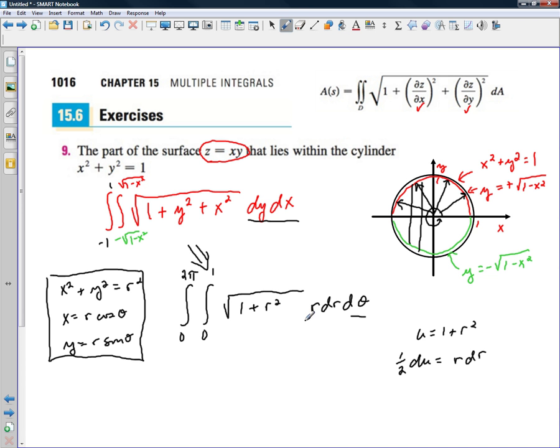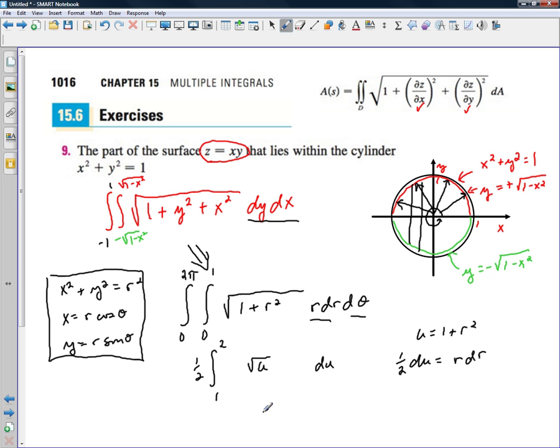And now we have a replacement for our r dr, right? That's going to be half a du. And let me write that half out in front of our integral sign. And so that took care of our r dr. And now under the radical sign, we'll just have a u. And let's go ahead and replace our limits of integration. If we put 0 in for r, we'll get a new lower limit of 1. And if we put 1 in, we'll get a new upper limit of 2.